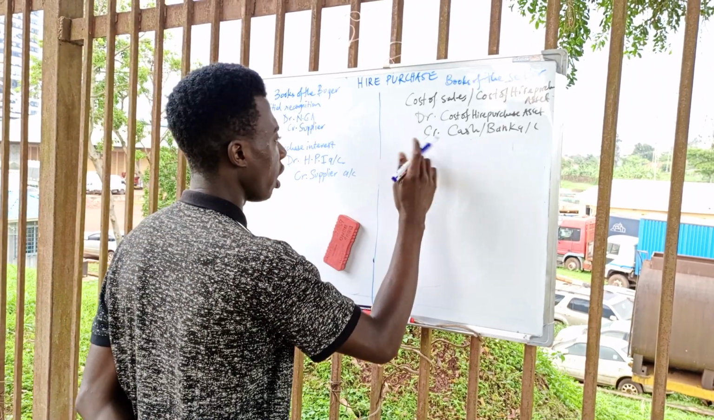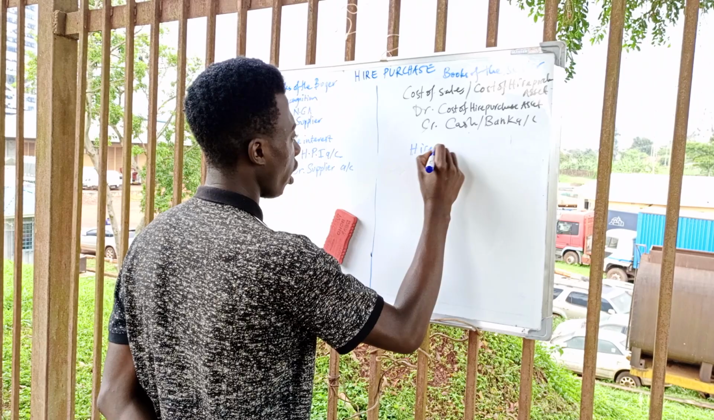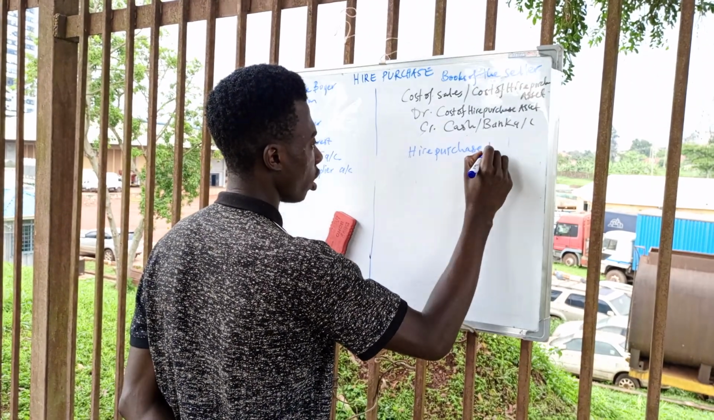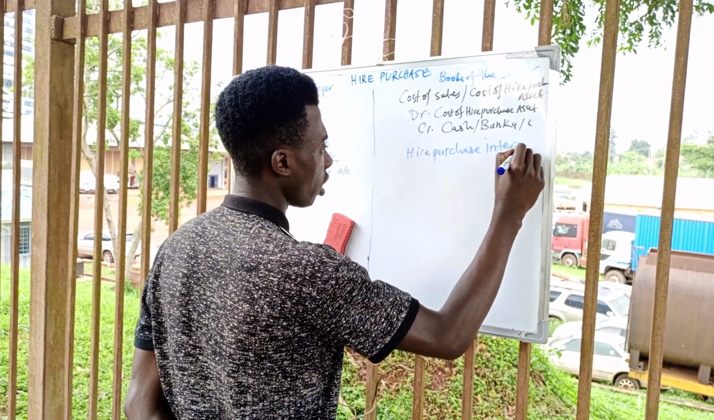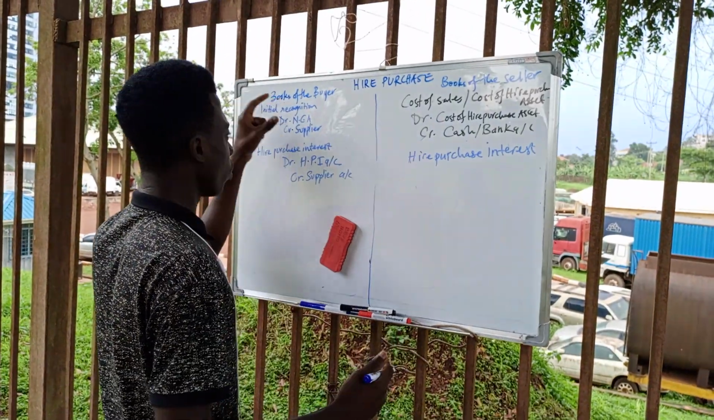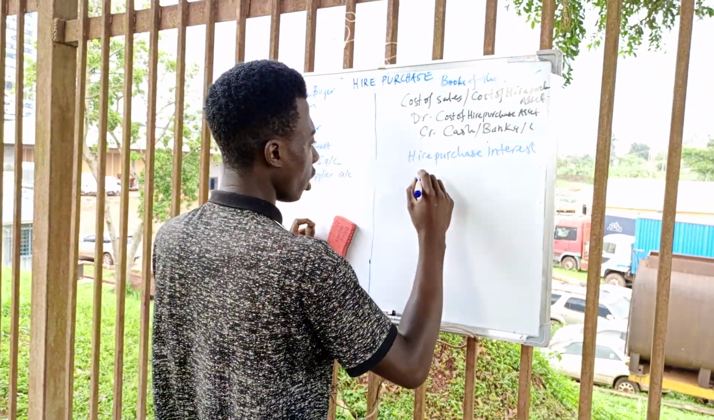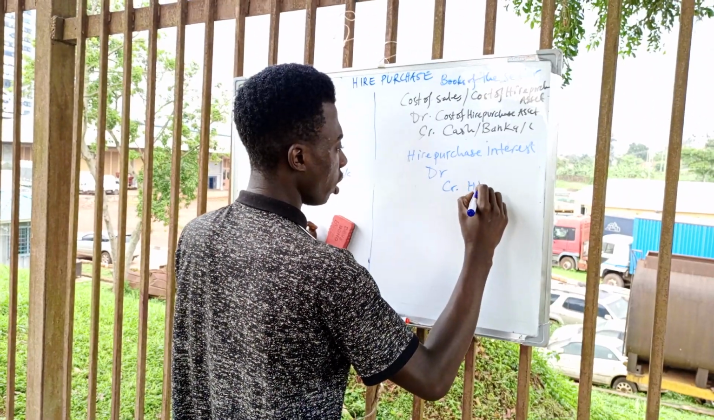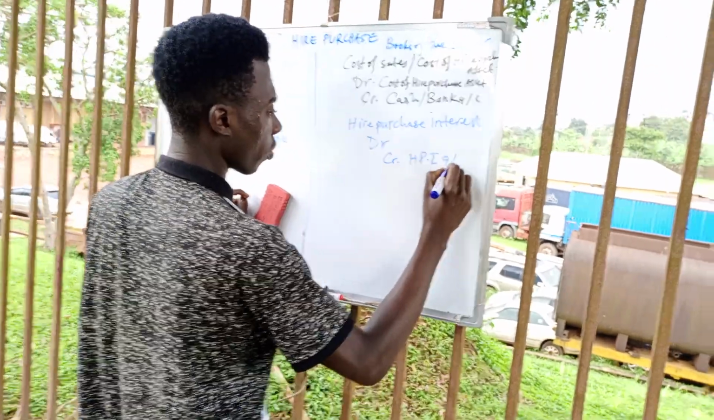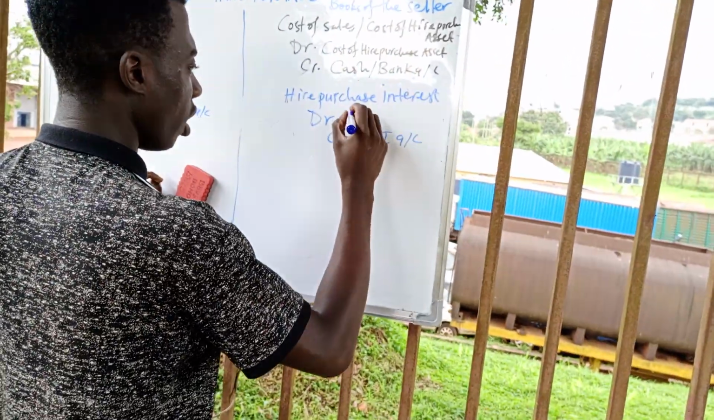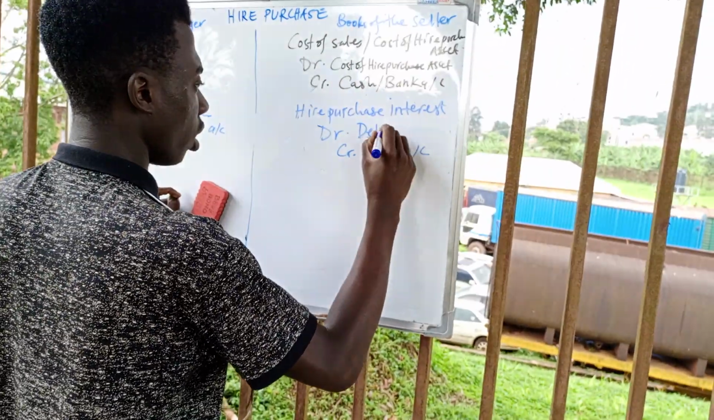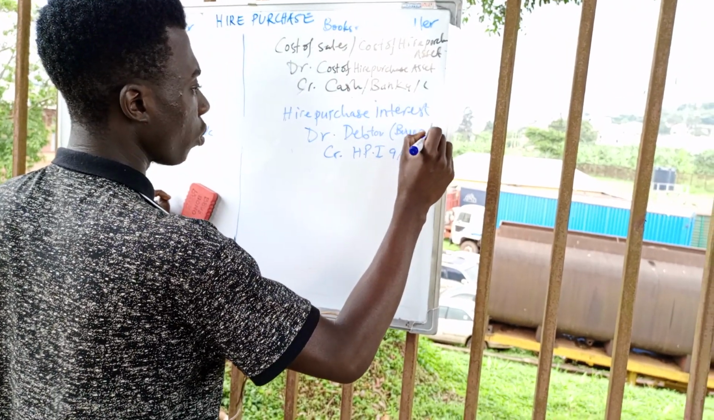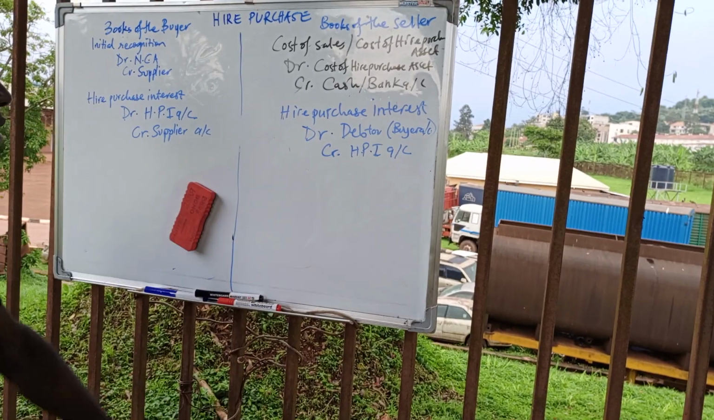But in the books of the seller, the higher purchase interest acts as an income to him. This one is going to give this guy interest, so it is an income to the seller. So you'll be crediting that income, increasing the higher purchase interest account. Then you debit the debtor, the buyer, because it's going to keep demanding and the buyer's asset keeps increasing all the time.